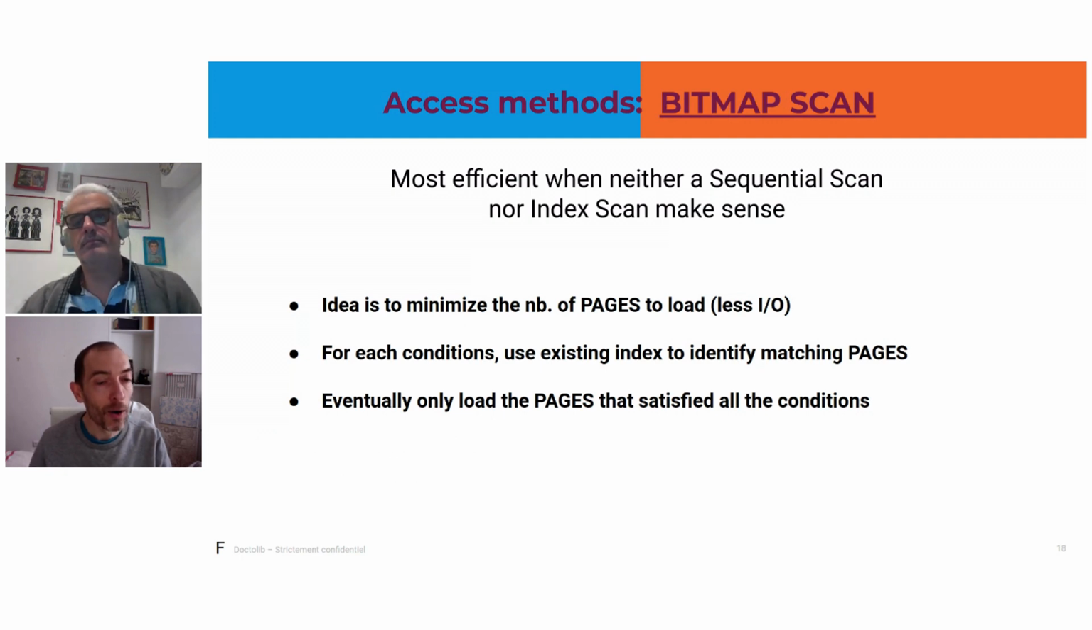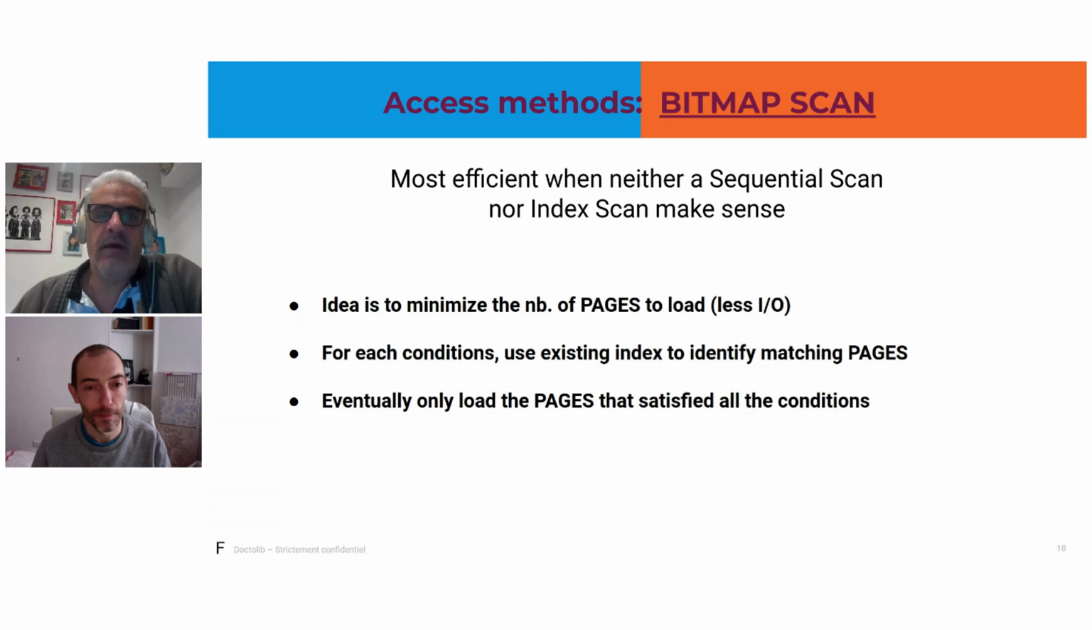So Flavio, now we just saw that the sequential scan was efficient at returning large sets. The index scan was efficient at returning very few rows. And what if we need something in the middle? Yes. In this case, there is an access method called bitmap index scan.